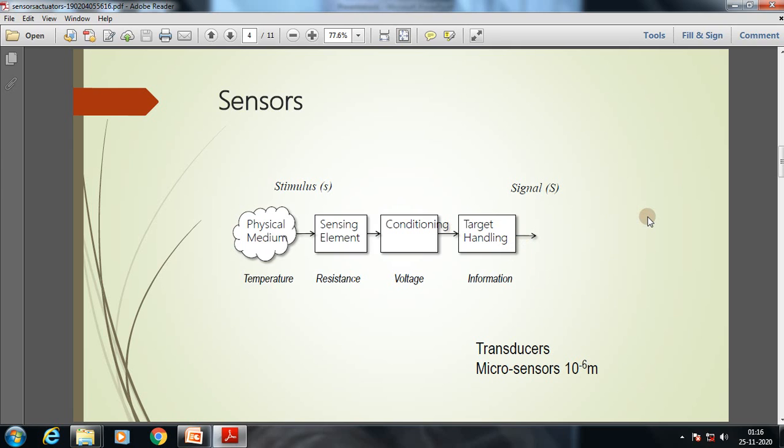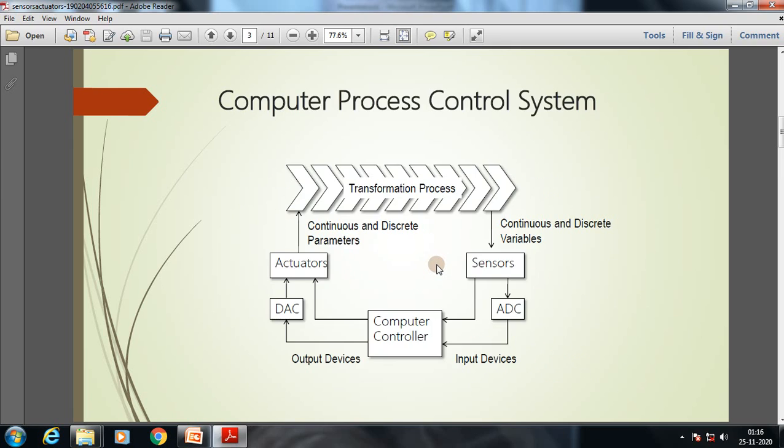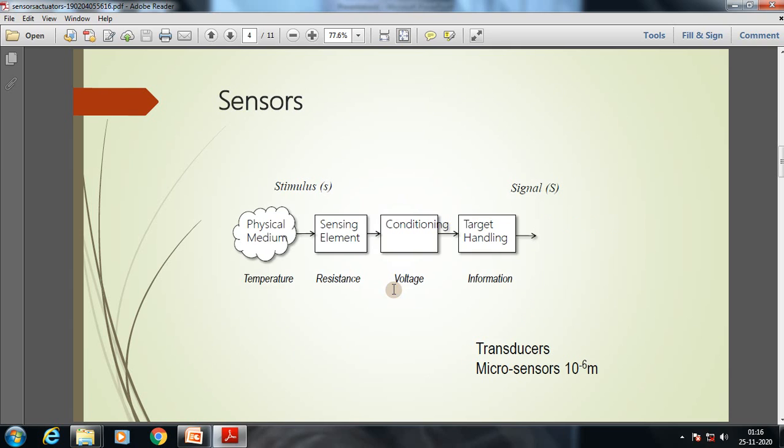So this variable will be fed to what we discussed on the previous page. This specific output will go to the ADC and then to the computer controller. So this is the way sensors work, and this is an example of transducers. Micro sensors are 10 to the power minus 6 meter in size. This kind of sensor is basically used for smoke alarms. We already discussed why we use sensors. So let's go to the next slide.